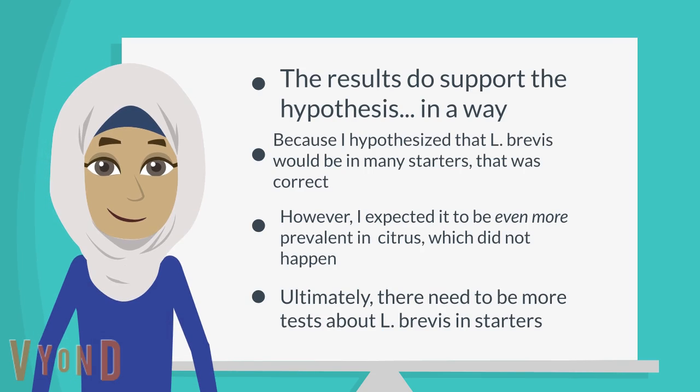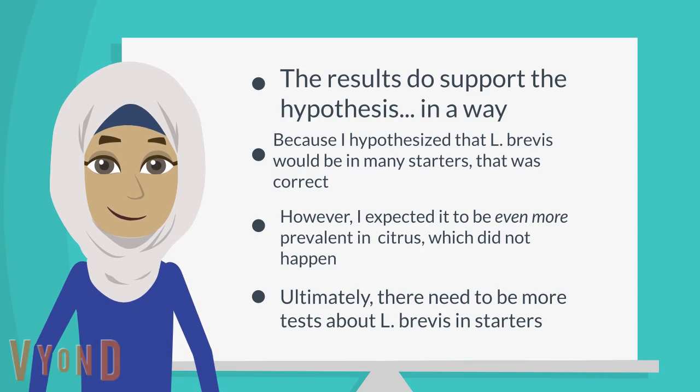I did hypothesize that L. brevis would be found in many starters, and not only was it in the control and the lemon starter, the person's starters that I analyzed also had a raspberry starter, and L. brevis was in that one as well. So I would say that it does support that L. brevis is found in many starters. But I expected it to be even more prevalent in citrus and acidic fruits, which did not happen.